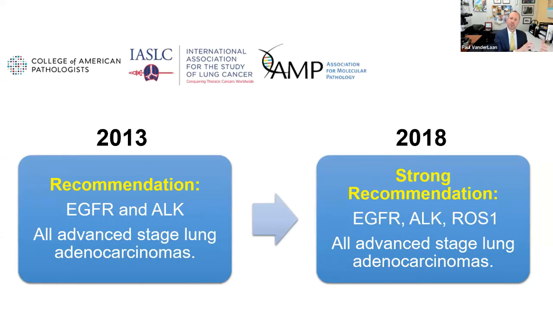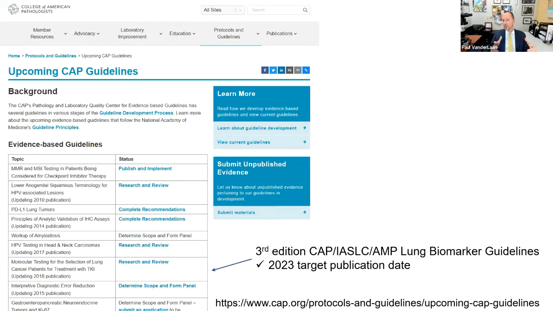In addition to giving us instructions on turnaround time, which has been discussed in previous sessions, the focus largely is on what to test. In 2013, we really only had EGFR and ALK to test. In 2018, ROS1 was added as another biomarker. That's really where things stand right now if we adhere to the most recent 2018 guidelines. But unfortunately, that's terribly outdated.